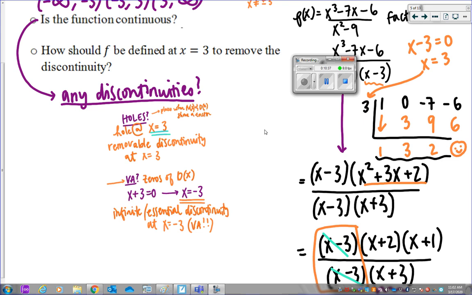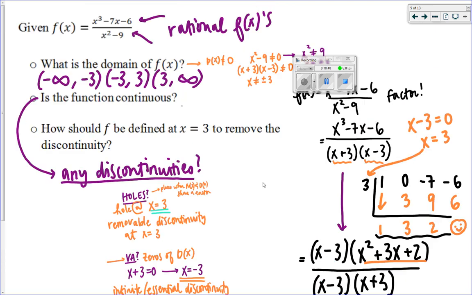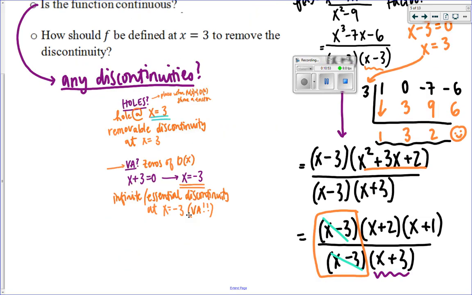The original question was, is this function continuous? And remember, a function is continuous if it is continuous on its domain. So what do we know about this graph? I know that it's a rational function. I know it has those smooth curves. I also know, because we just figured it out, that it has a hole, a removable discontinuity at x equals 3. It has an infinite discontinuity, a vertical asymptote at x equals -3, which means, is this function continuous?